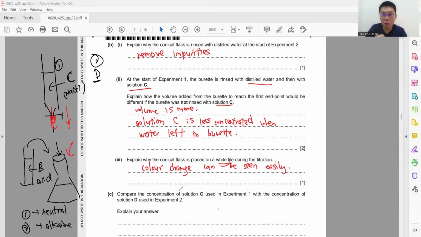C, compare the concentration of C and D used in experiment 2. Explain your answers. So just now we already know that experiment 1 with C, to reach the first endpoint, you need 19.6. Experiment 2, solution D, needs 9.8. So we can confirm the volume here is lesser because the concentration is higher, and the amount is double. So D is more concentrated.